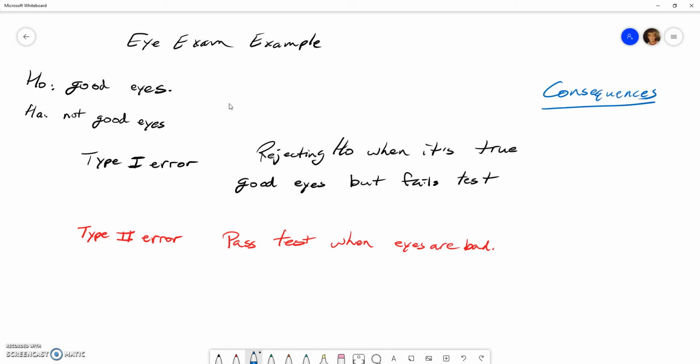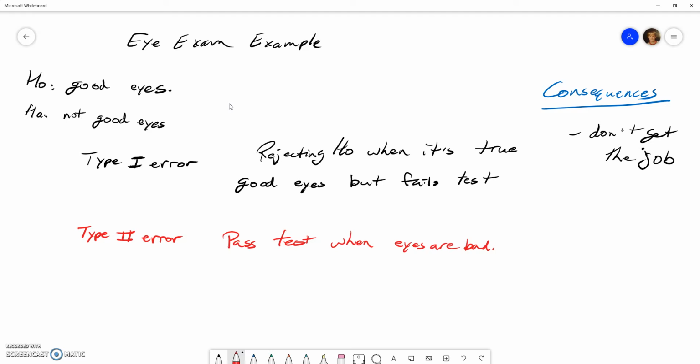And which type of error are you more likely to want to control? What's a consequence when you make a type 1 error? The consequence is basically you don't get the job. You don't get to be that pilot. Hopefully you go get a second opinion, but that is the immediate consequence. You fail that eye exam.